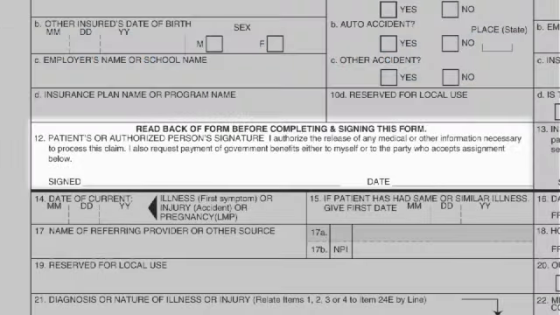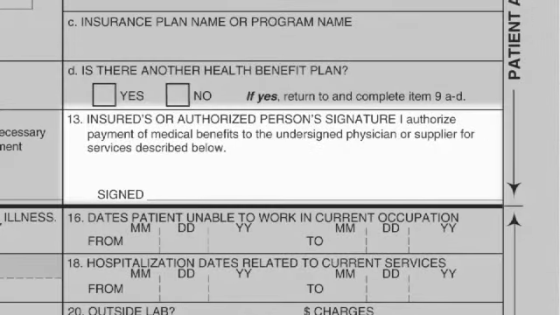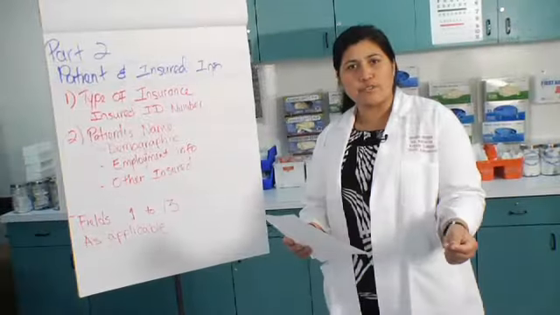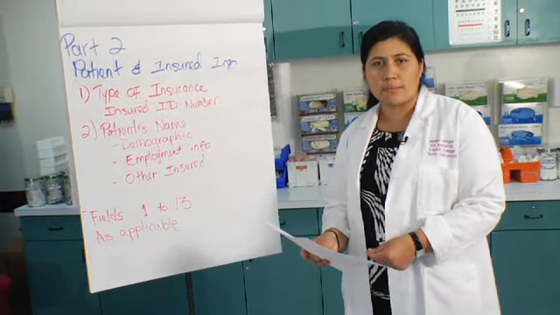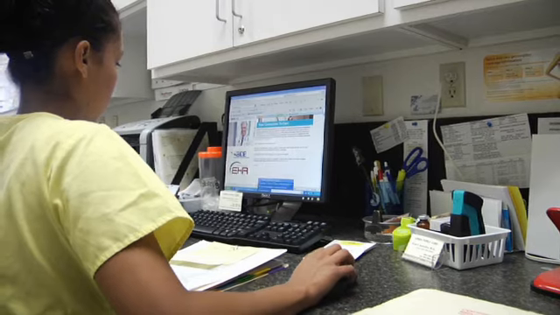And the last thing is 13. The insured: are you going to authorize payment to the physician? Absolutely. If the physician is providing the care, are you authorizing the insurance payer to pay them directly for your claim?